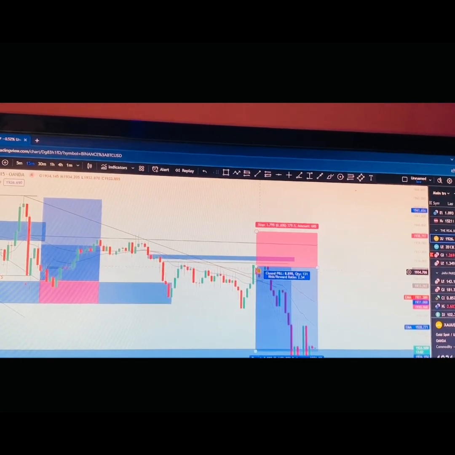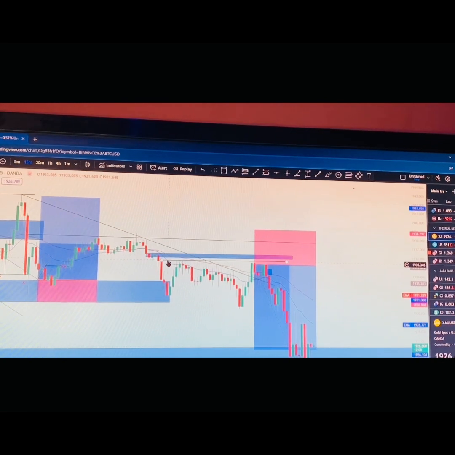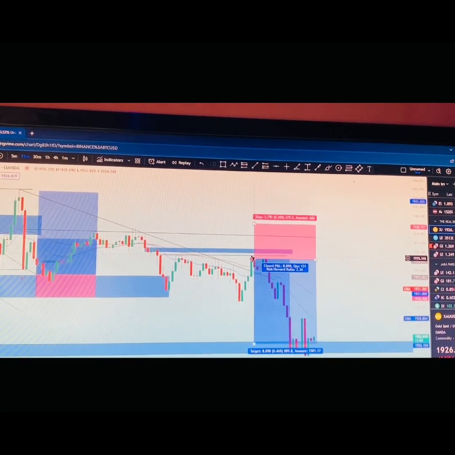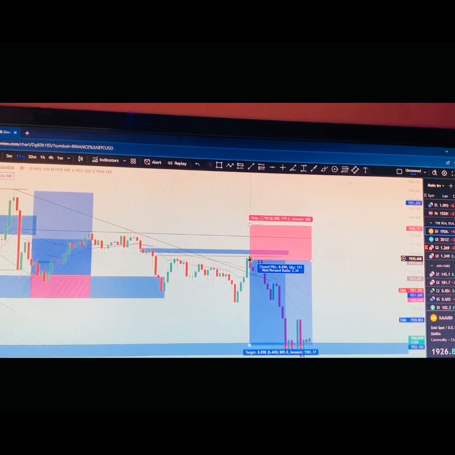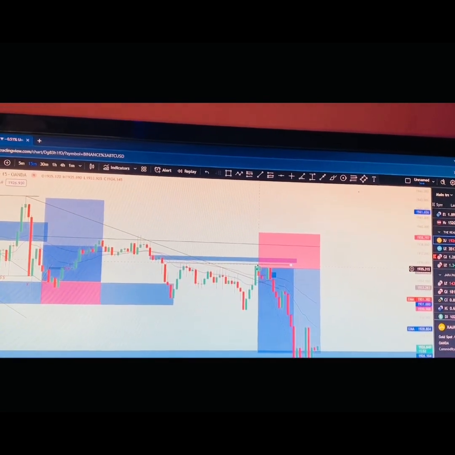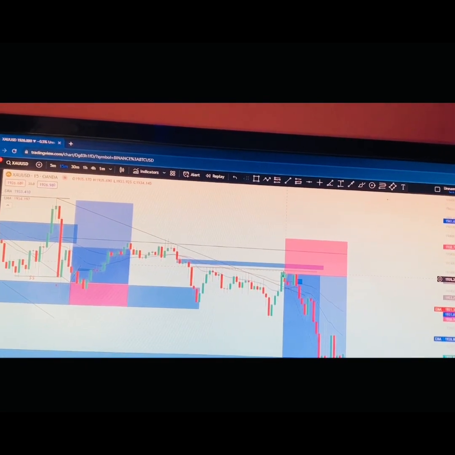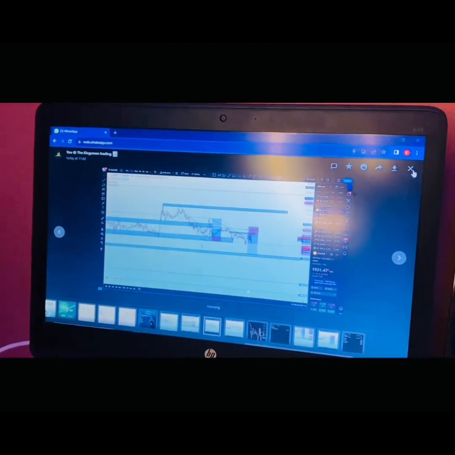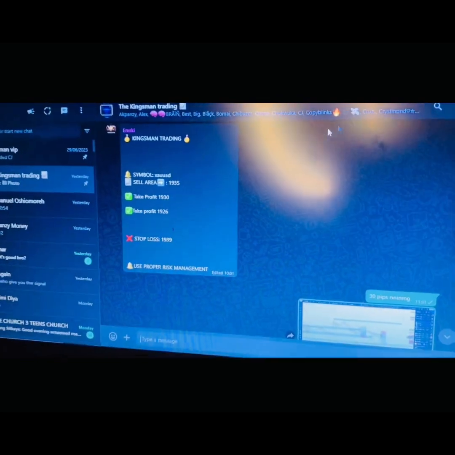I was waiting for the market to get here, but at the same time I also spotted this zone here. So that's why I took this trade at 1935. This point here, 1935. This is where I took my sell. I gave the signal. This is where I dropped the signal on my group, Kingsman Trading.